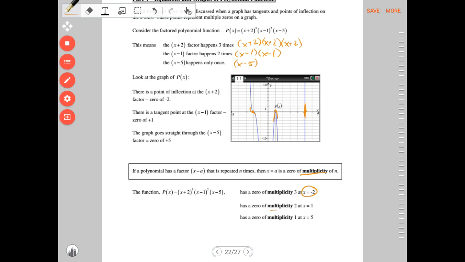It has a multiplicity of 2 at x equals 1. So x equals 1 happens twice. There are 2 zeros there. And then the straight through one is just a multiplicity of 1, and that happens at x equals 5. So this new term multiplicity is used to describe how many times a factor occurs or how many times a zero occurs on a function.